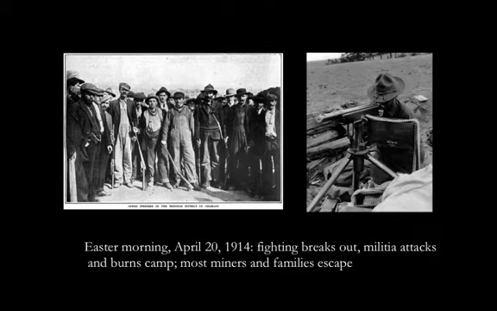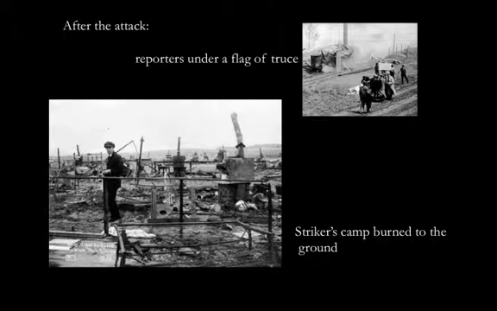A train was actually passing by the camp and saw what was going on and realized they were between the militia and the strikers, and stopped and stayed there, much to the anger of the militia, and allowed most of the strikers and their families to get away. Once the train had moved on, the militia moved in.